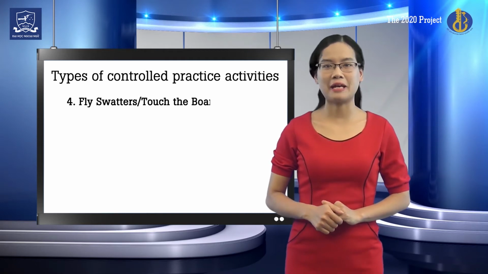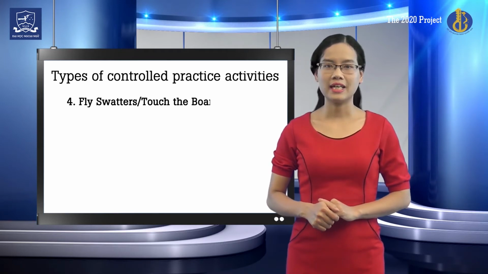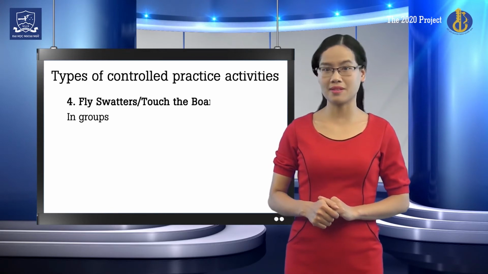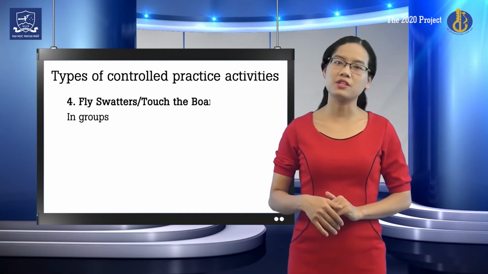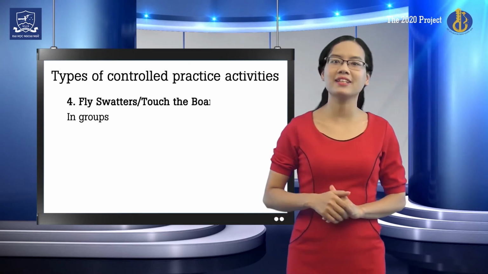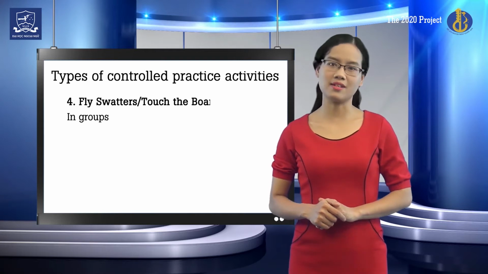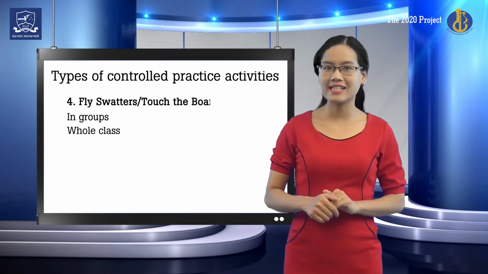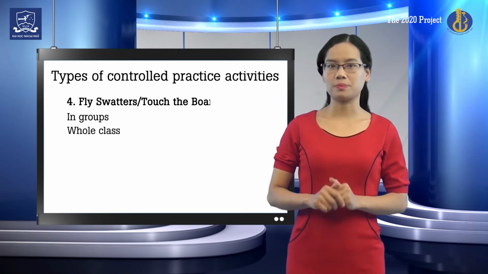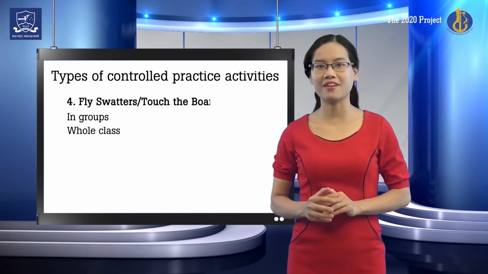This activity can be played either in groups or with the whole class. In groups, students are seated in groups and play the game amongst themselves. As one student calls out the clue, the other students compete in slapping the correct answer first. As a whole class, students form two lines leading up to the whiteboard. When the teacher says the clue, two representatives from two groups compete to touch the correct answer first.